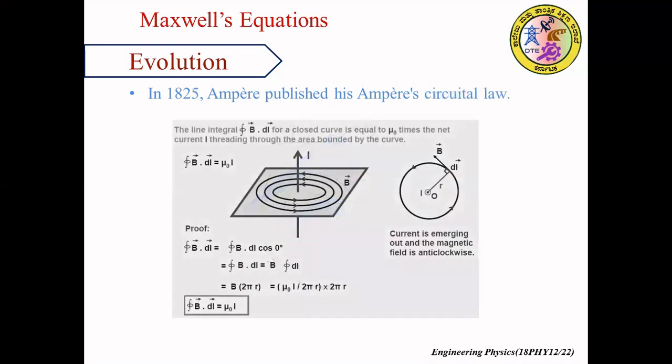Later in 1825, Ampere further calculated the total magnetic field generated because of the current flowing through the conductor. You can refer to our diagram here. Suppose we have a conductor carrying current I, then the total magnetic field around is indicated by these concentric loops. The total magnetic field generated around a current carrying conductor will be equal to mu naught times I. Mu naught is the permeability of the medium.